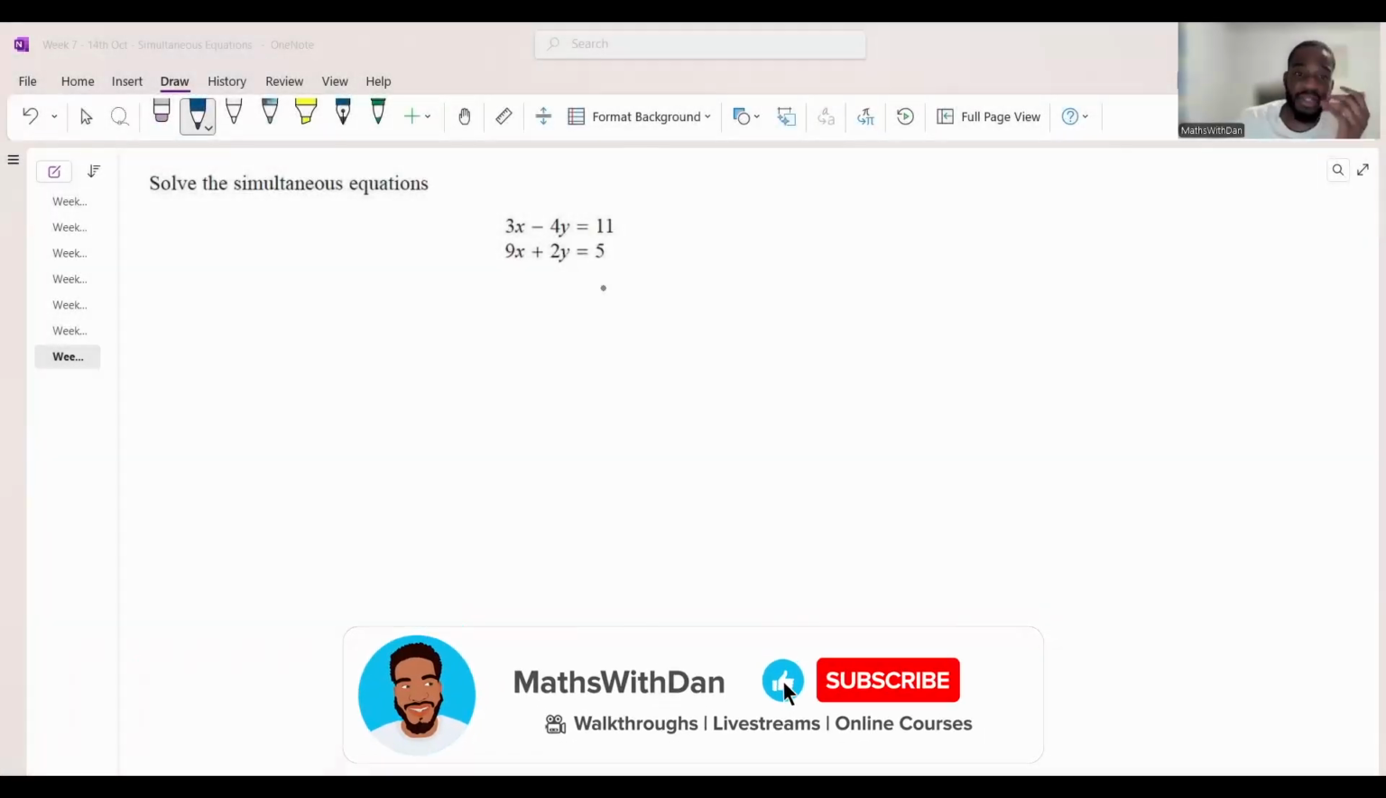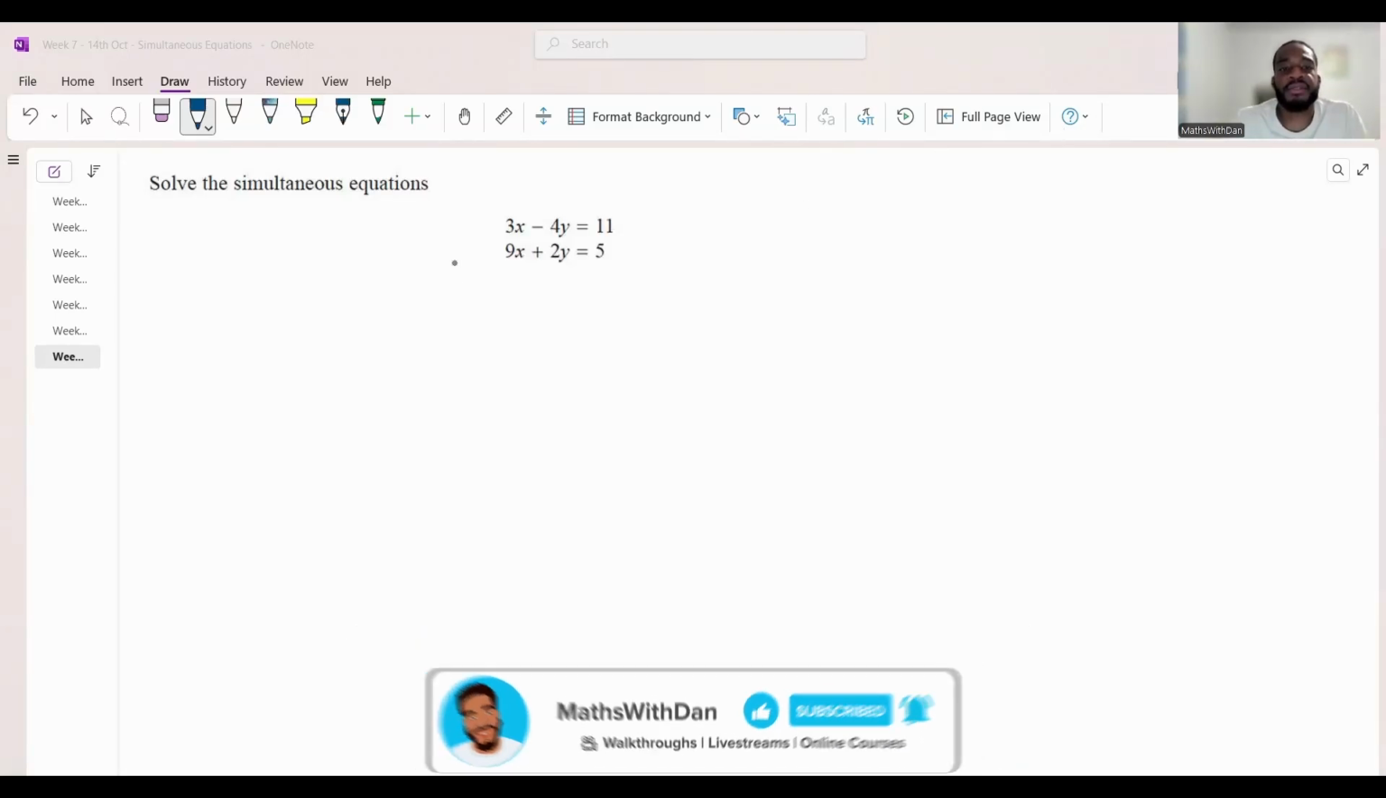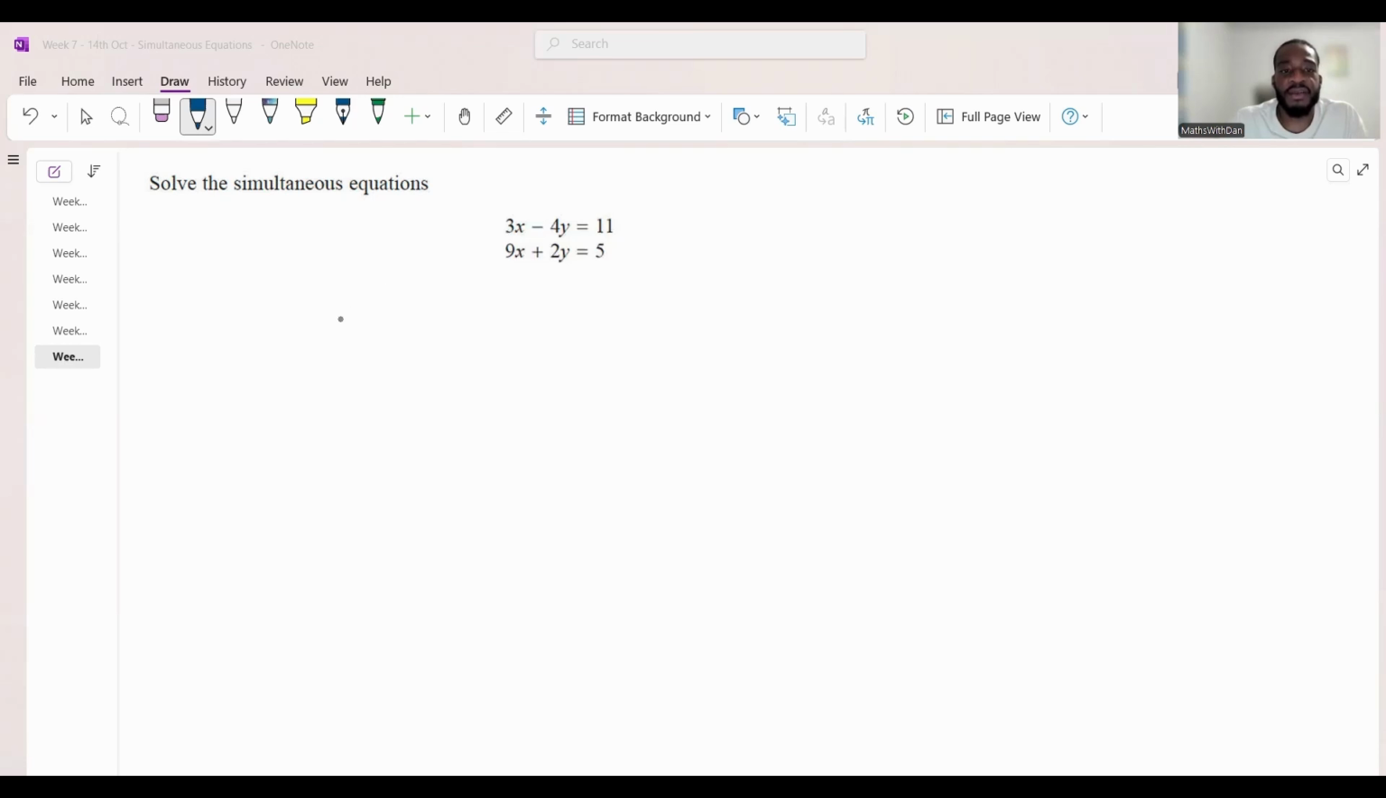So it says solve the simultaneous equations. 3x minus 4y is equal to 11. 9x plus 2y is equal to 5, right? So I'm going to write these again.